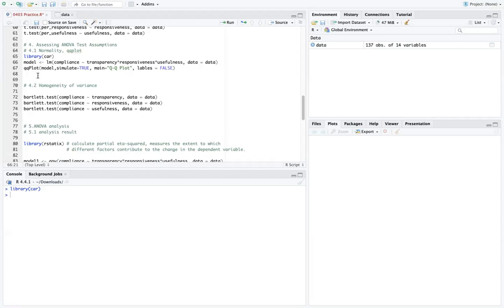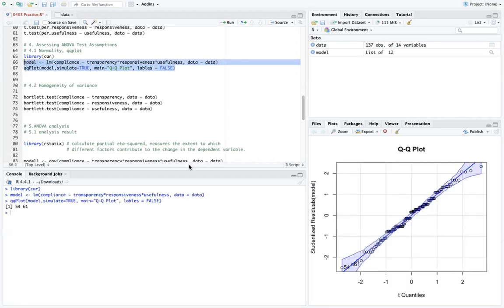And in the qqPlot function here, the first argument is the model we constructed and fitted. Simulate TRUE means we want to use simulated data to test the normality, main is the title of this graph, and labels FALSE means we don't want to show the labels. Now we run this command, and we can see in this QQ plot that the observations are all within the normal distribution interval. So this means we pass the normality test.